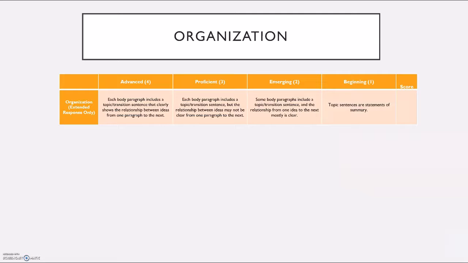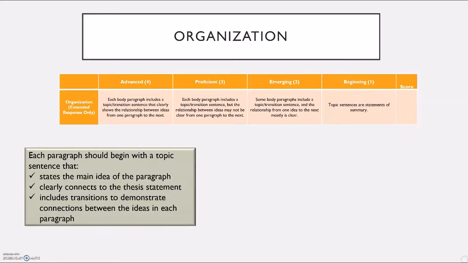The second category is organization. To be advanced in organization, each body paragraph must include a topic transition sentence that clearly shows the relationship between ideas from one paragraph to the next. Each paragraph should begin with a topic sentence that states the main idea of the paragraph, clearly connects to the thesis statement, and includes transitions to demonstrate connections between the ideas in each paragraph.